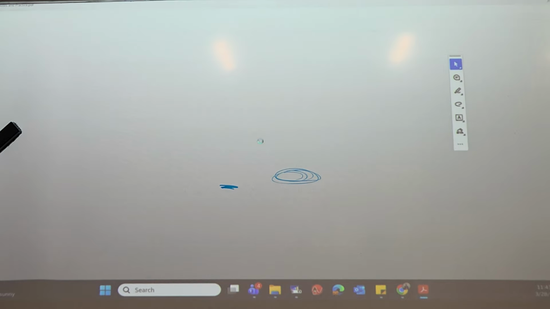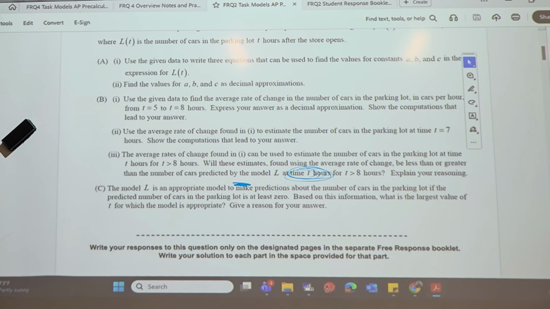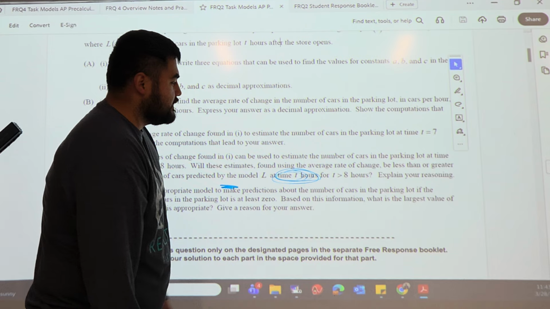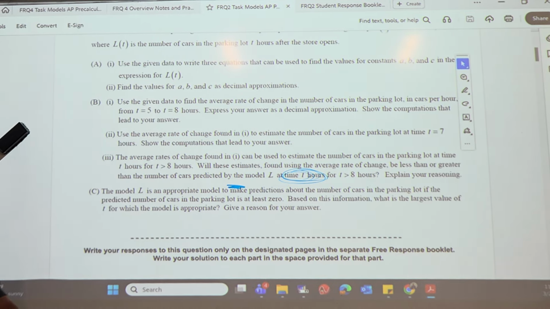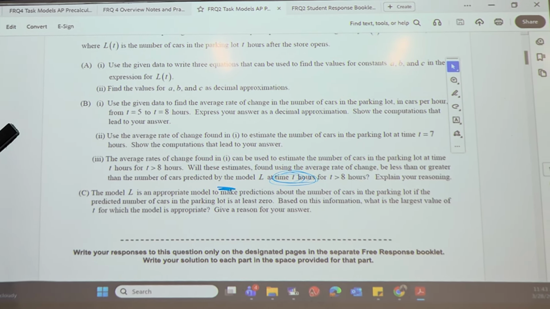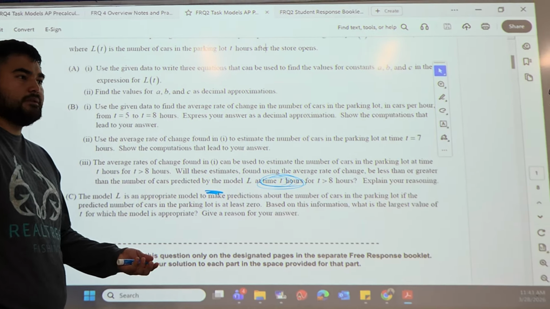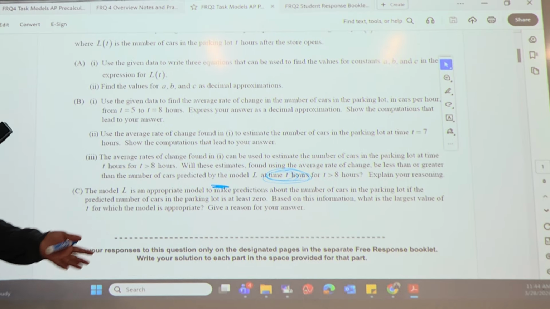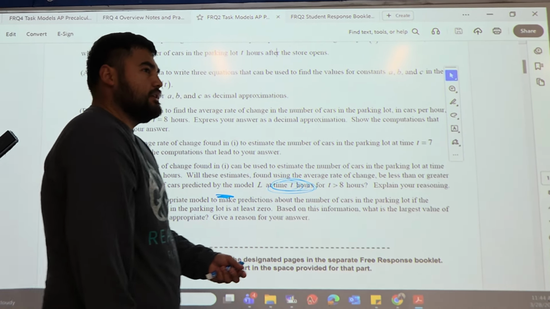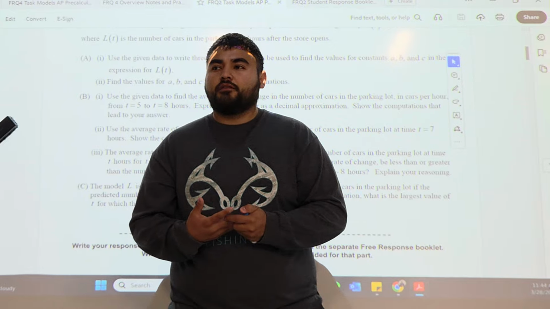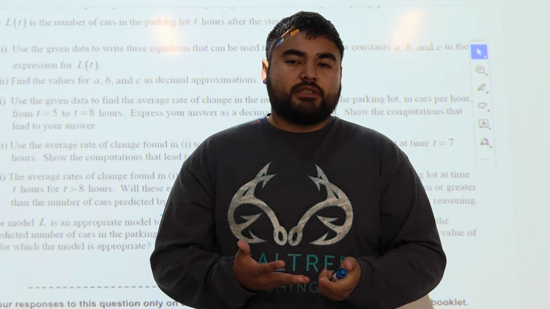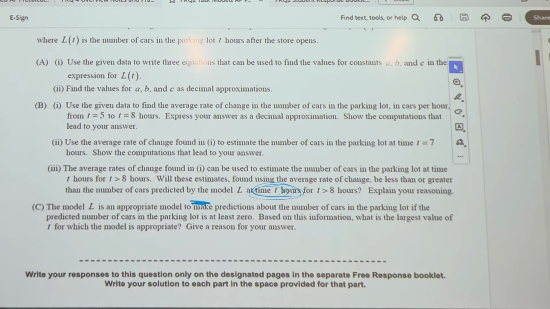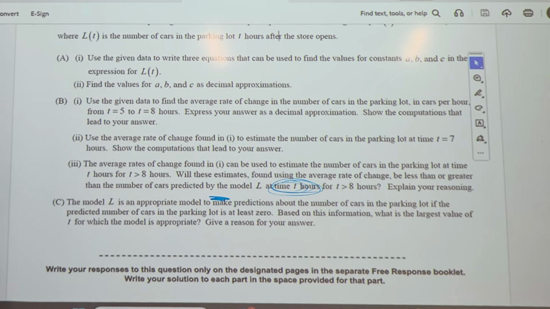So last part, which is this one right here. It's asking, the Model L is an appropriate model to make predictions about the number of cars in the parking lot if the predicted number of cars in the parking lot is at least 0. Again, when you start counting vehicles, you start out with 0 or any number. There's no negative vehicles, right? So you have to think logically when you're creating these graphs, right? We have to restrict the domain to a certain extent, right? Because we cannot assume there's, again, in this example, negative vehicles.